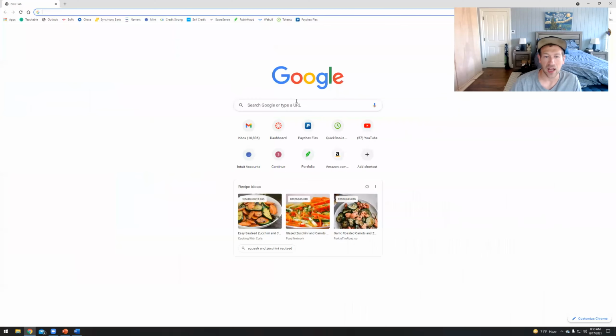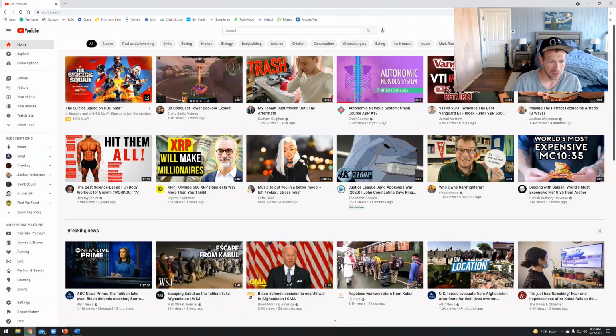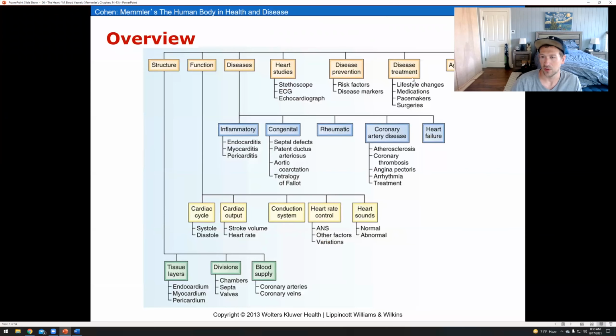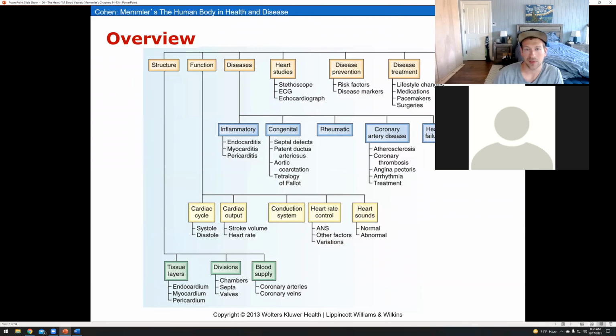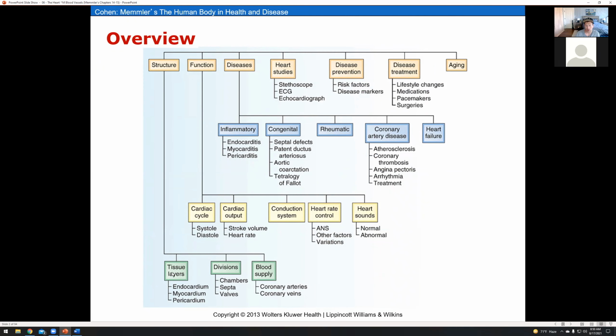All right, so we are diving into the heart, the blood, and the blood vessels today, aka our cardiovascular system. Actually, you know what? We'll do a little tour here before we dive into the video. So we're going to be talking about the structure, looking at the different tissue layers of the heart itself, different divisions and chambers and things like that.